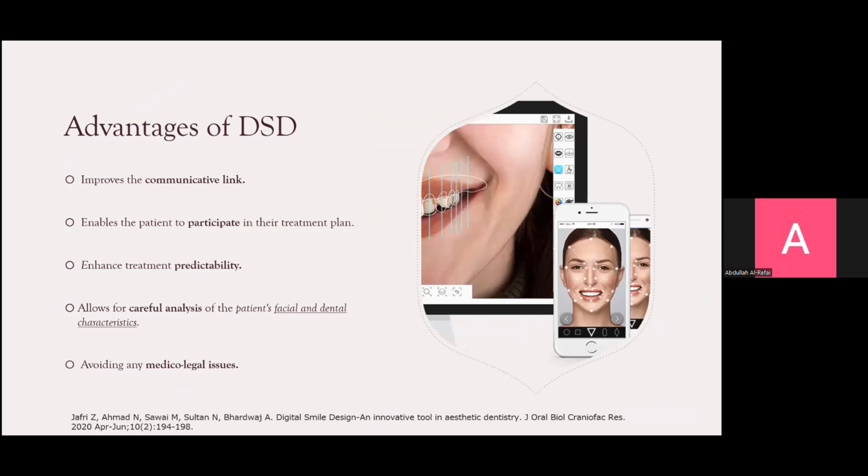Okay. Now, what are the advantages of digital smile design? First of all, it improves the communication between the patient, dentist, and the technician during treatment planning. Also, it enables the patient to actively participate in their treatment plan.